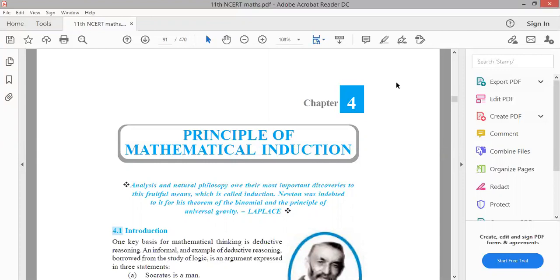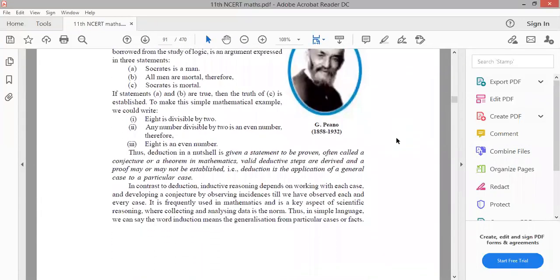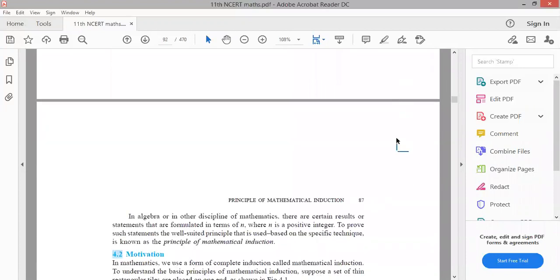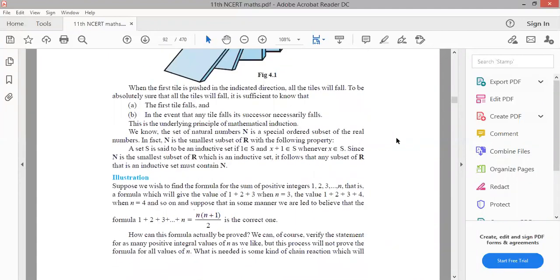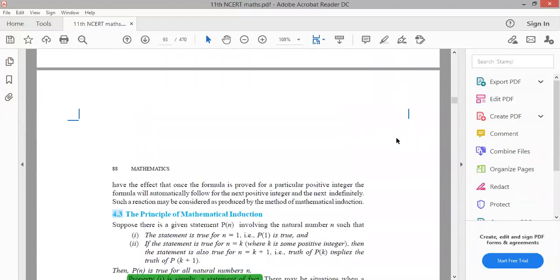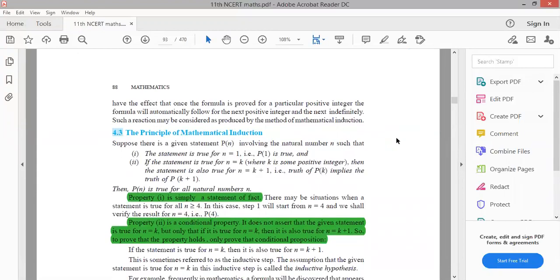But the results that are to be proved with the help of the principle of mathematical induction, how are they? They are results that involve n, that is, the concept of natural numbers. That means if we want to prove a result and that result involves natural numbers, we prefer to use the principle of mathematical induction. Whenever we want to prove any result with the help of this technique, what do we have to do? We have to follow two steps simply.